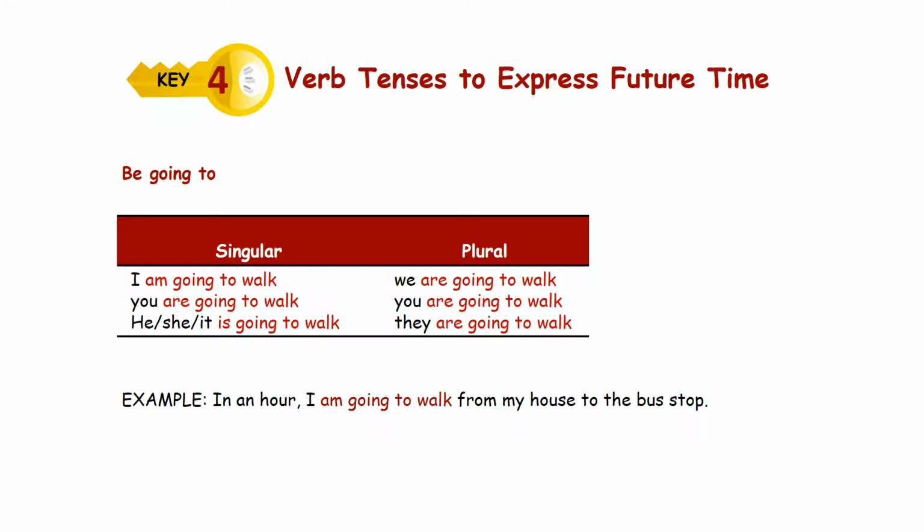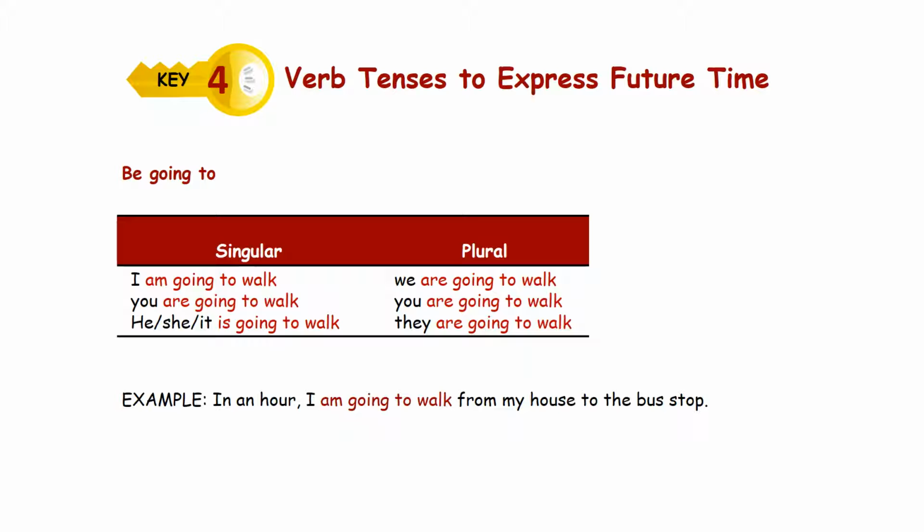Now is the time to talk about the future. Although there are many ways to express future time, I will be covering be going to. We use be going to for an action in the future. We particularly use this expression to talk about future actions or events that we have already planned. Sometimes the meanings of be going to and will overlap, but sometimes they do not. Here's an example. I am going to walk. Or you are going to walk, or she is going to walk.